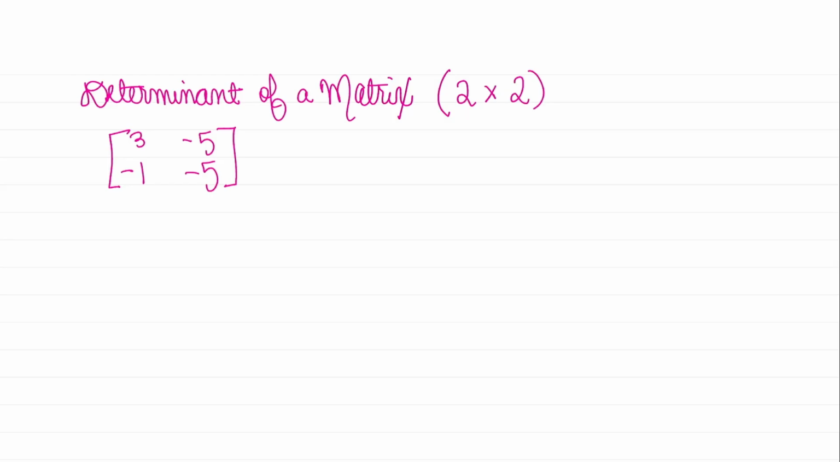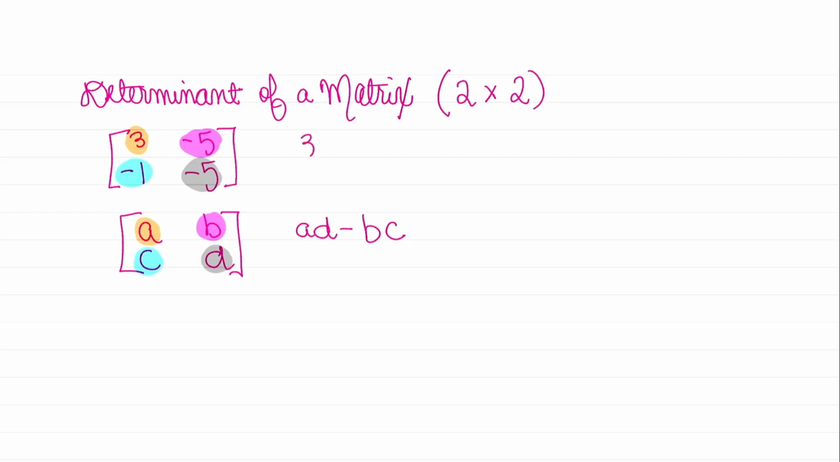So when we are finding the determinant of a matrix, we have the normal matrix as A, B, C, D. And what the determinant is, we're going to multiply these two values and then subtract it from these two values. So in this case, in position A, we have 3. In position B, we have -5. In position C, we have -1. And in position D, we have another -5. So just a reminder, this is AD minus BC.